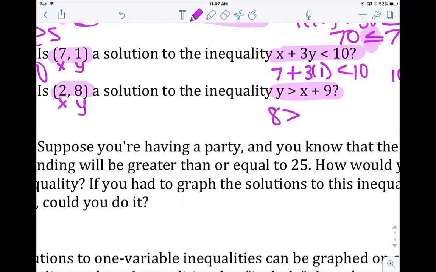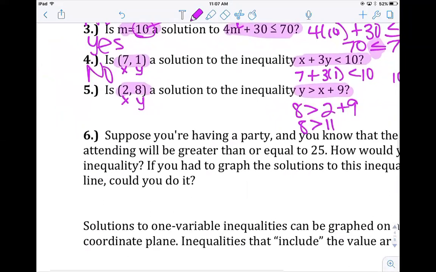We're going to have our symbol. We're going to have our x, which is 2 plus 9. So it says 8 is greater than 11. Well, 8 isn't bigger than 11. So this is also going to be a no.